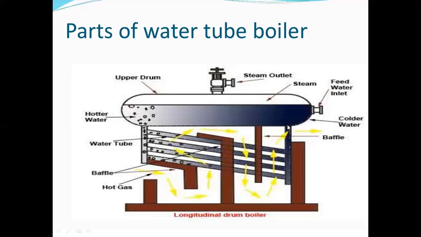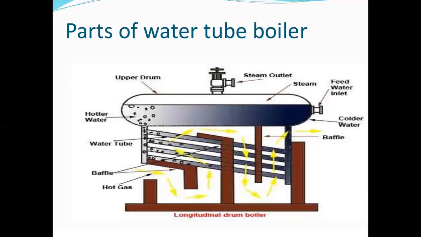Through the downtake header, the water flows through the tubes. The steam, shown here as bubbles, is collected in the uptake header. To increase the contact area, we are using baffle plates here. These are the baffle plates. So these are the parts.